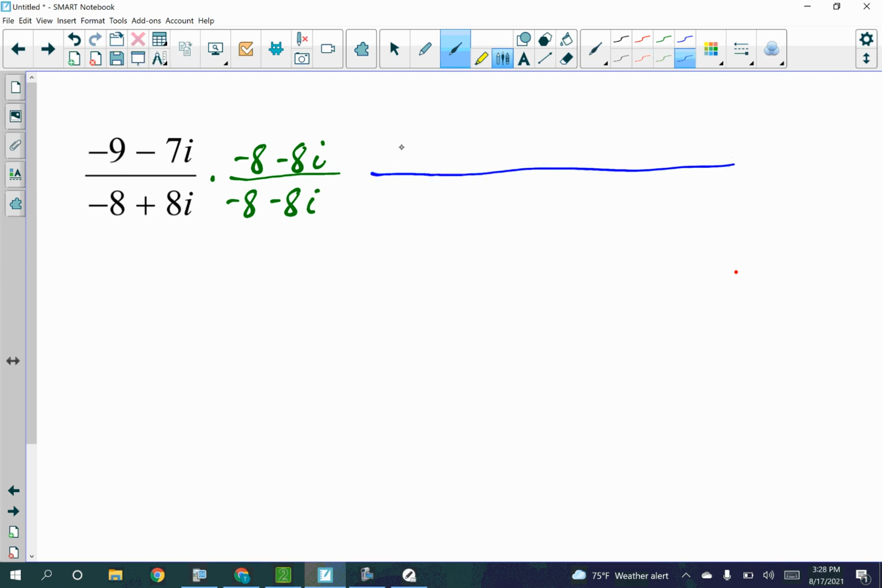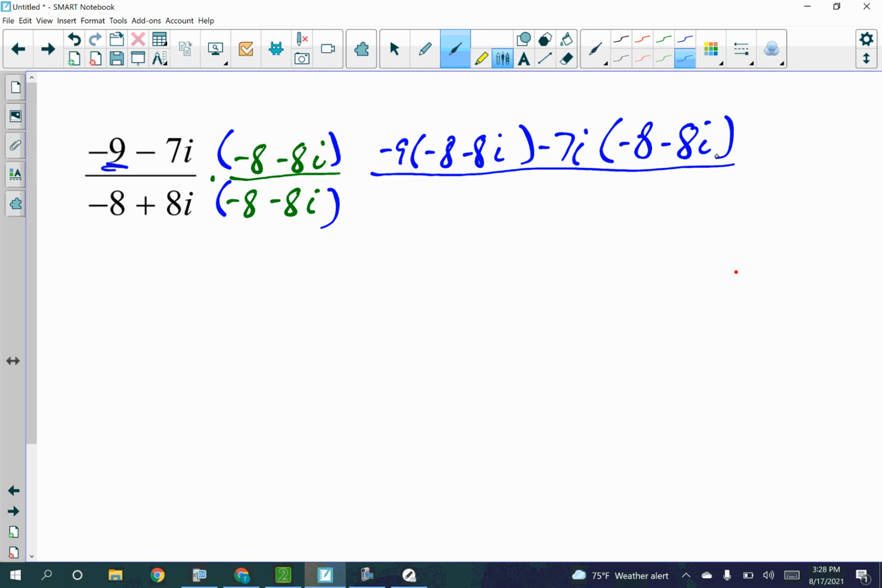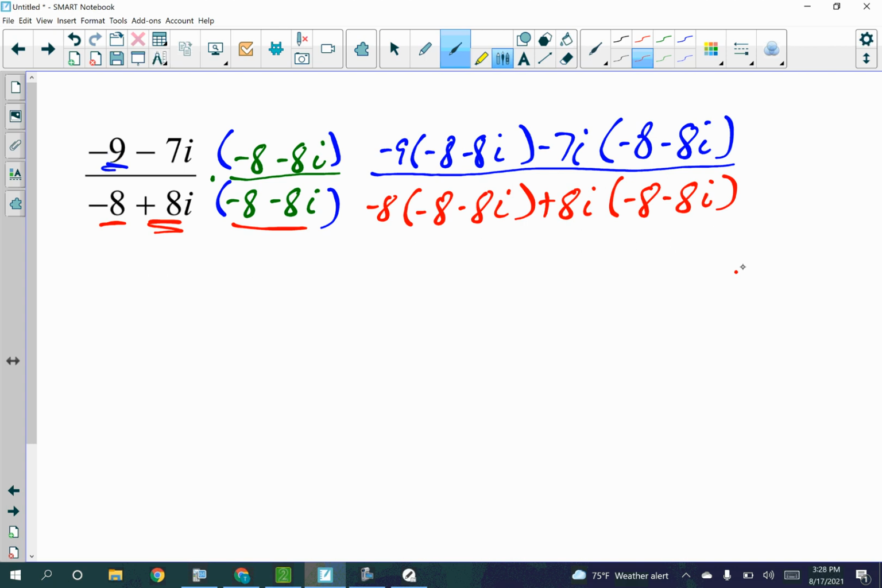So let's split it. Negative 9 times negative 8 minus 8i. That's the first term times everything in the second, right? Then negative 7i times negative 8 minus 8i. And then we'll change colors for the denominator. So we'll take this term times everything. So that's negative 8 times negative 8 minus 8i. And then plus 8i times negative 8 minus 8i. All right, so if you expand it like that, then it's just the distributive property twice. So let's do the top.